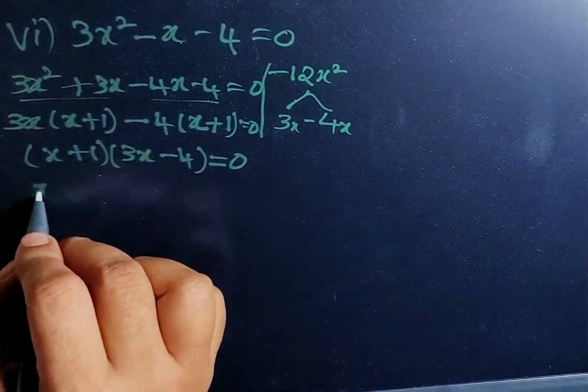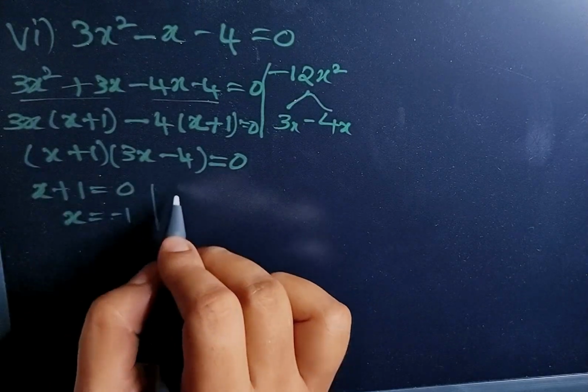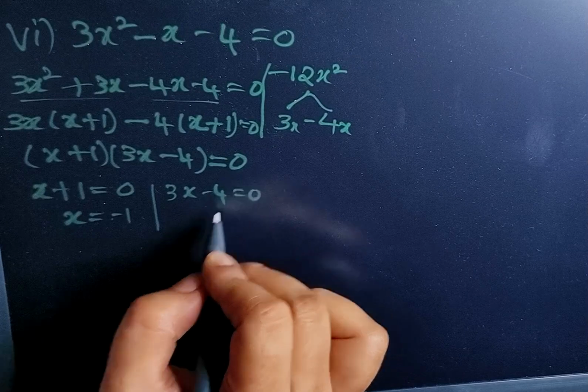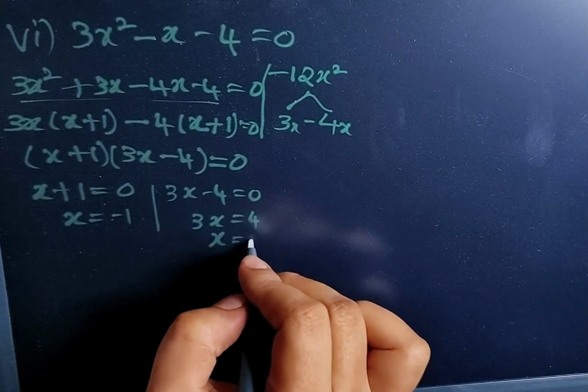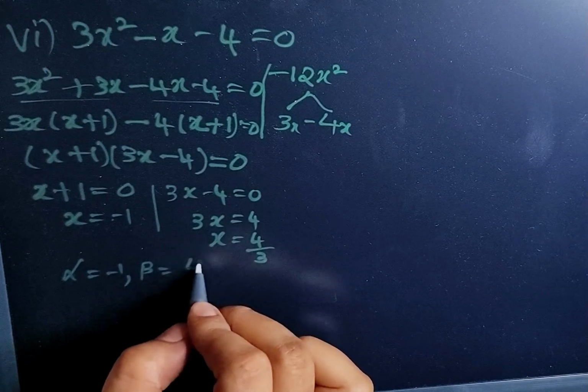Taking one term to the right side as division, we'll get 0. 0 minus 1 is minus 1. 3x minus 4 equal to 0. 3x is equal to 4. So x is equal to 4 by 3. Therefore alpha is minus 1, beta is 4 by 3.